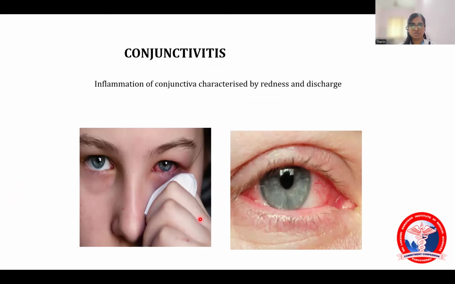So this is a picture showing conjunctivitis. Conjunctivitis is inflammation of the conjunctiva. It is characterized by redness and discharge.